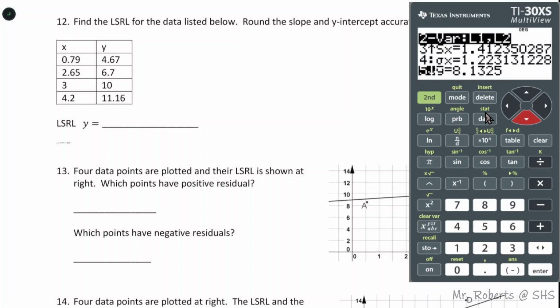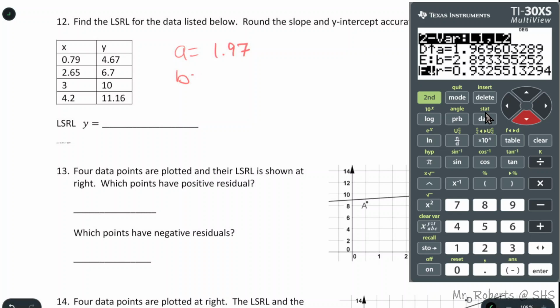There's a lot of things here that it tells me about the data, but if I go all the way down to D, E, and F, these are the 3 that we care about. On line D, it tells me that A is equal to 1.97. That value is my slope rounded to 2 decimal places. Below that, on line E, it tells me that B is equal to 2.89. That value is my y-intercept rounded to 2 decimal places.